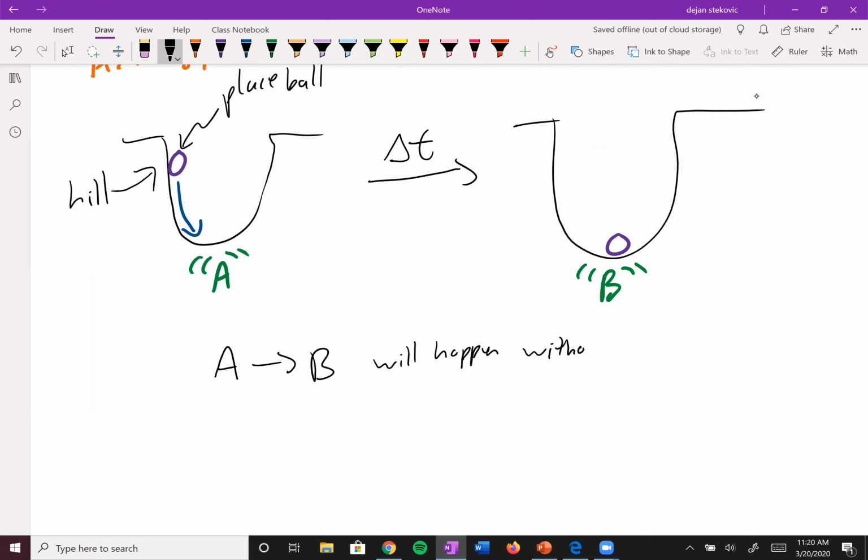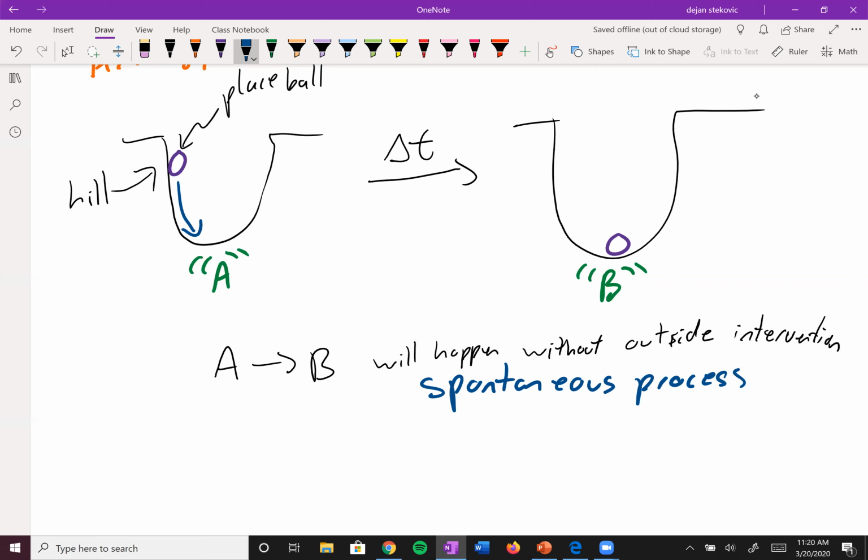So this will happen without outside intervention. If that ball is on top of that hill, it's going to roll down the hill until it gets to the bottom. This is what's known as a spontaneous process. The ball will spontaneously roll down the hill.